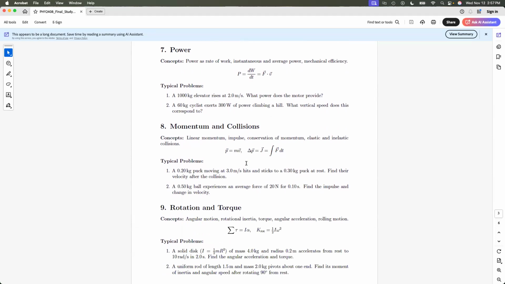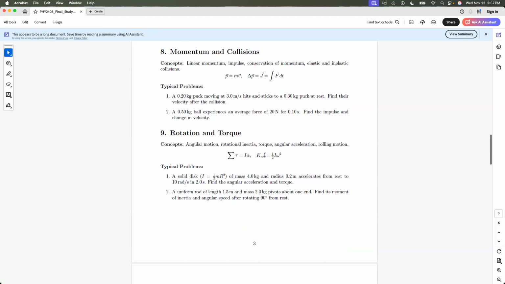Conservation of momentum kinds of problems. Not all conservation of momentum problems are collisions. Like we could have somebody firing a gun, say on ice, and then the projectile goes one way and the dude with the gun goes the other way. That would be a good conservation of momentum problem. Make sure you remember what impulse is.